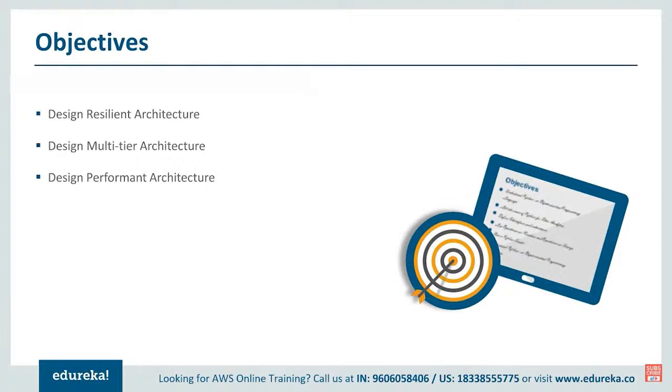Then with respect to designing multi-tier architectures, leverage multiple availability zones. Most of the managed services from AWS are spread across multiple availability zones. So that gives you a benefit in terms of your services being distributed across multiple AZs and hence becoming fault tolerant. Then designing performant architectures.